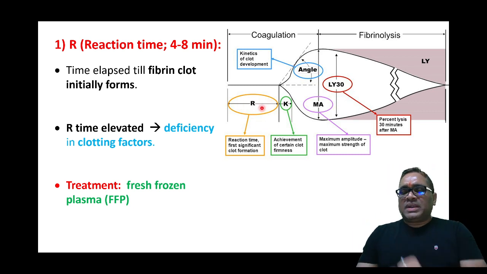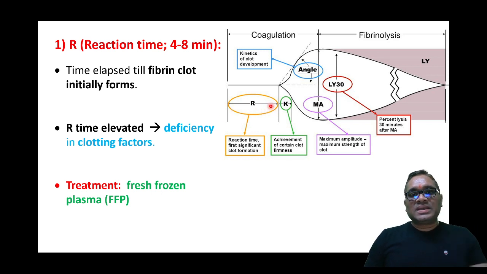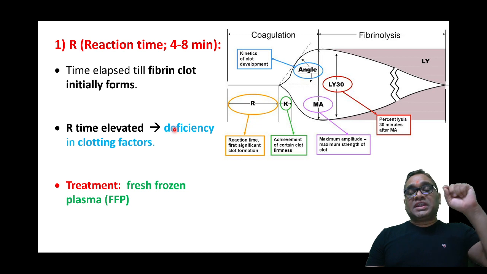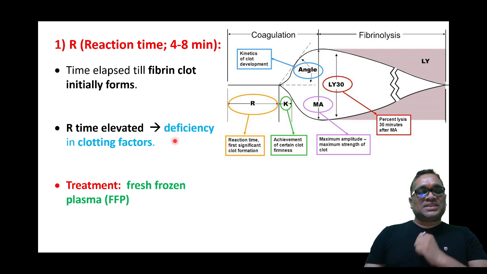R time is dependent on what? Can you tell me? It is dependent on clotting factors. So if R time is prolonged, suppose it is not from here to here but extending till here, why is R time prolonged? Because of the lack of clotting factors. So remember, whenever you find R time is elevated, that means there is a deficiency of the clotting factors.